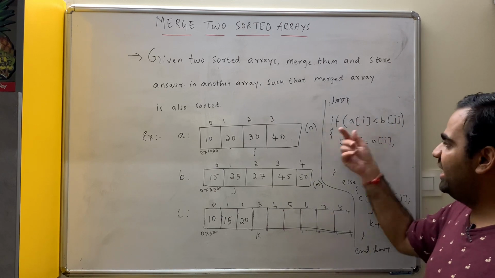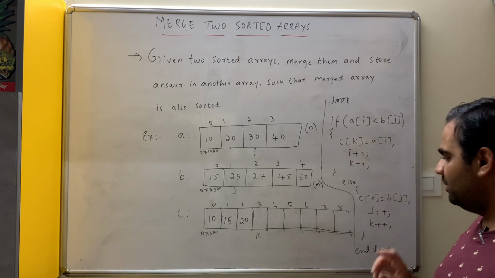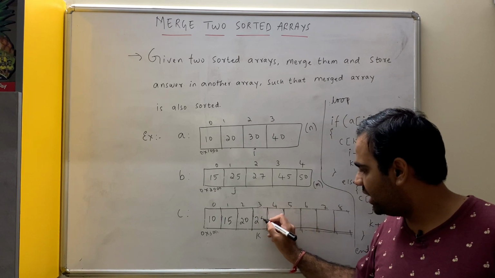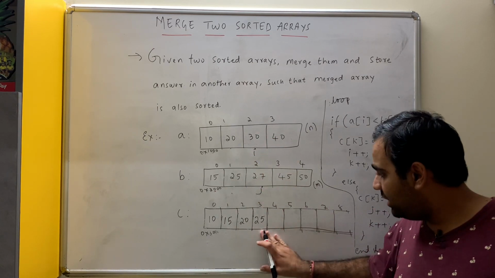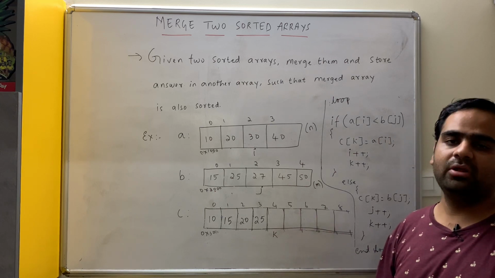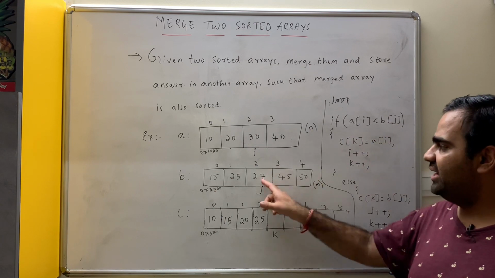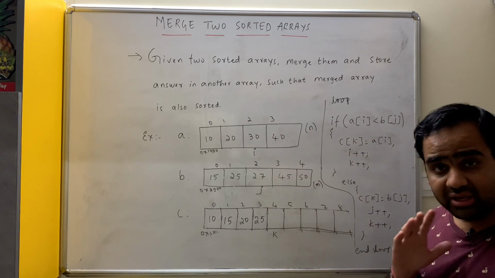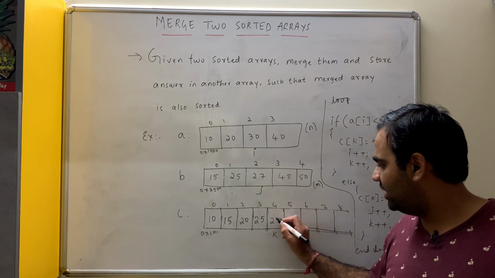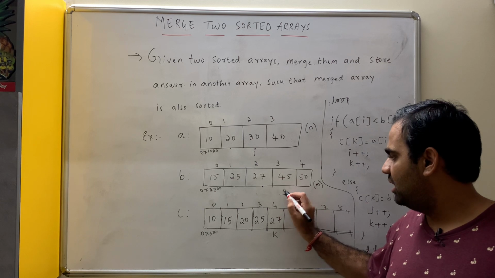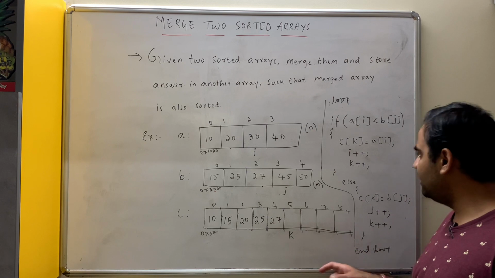Okay, go back again. A of I is 30, B of J is 25, 30 less than 25 is false. You come to the else part, and what do you write over here? You write B of J and you say J plus plus because you want to compare 27 with 30, and you want to write at index 4, therefore you say K plus plus. Again go back. A of I is 30, B of J is 27, 30 less than 27 is false. Again you execute C of K is B of J. Now what is B of J here? 27. You say J plus plus, and again you write K plus plus because we want to write at index 5. Again go back.